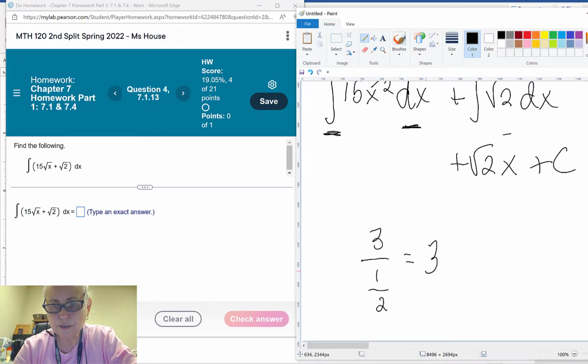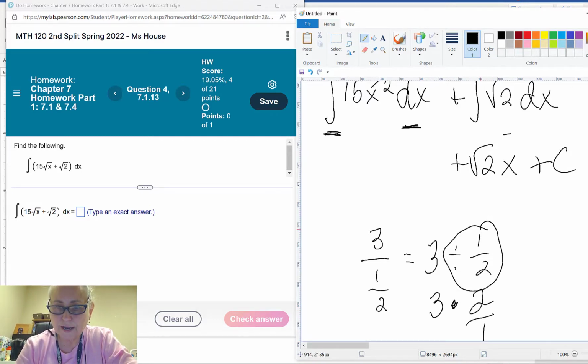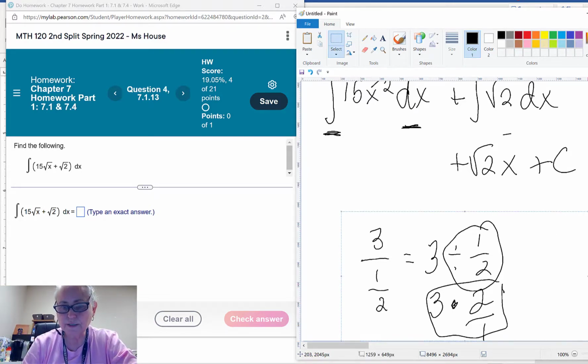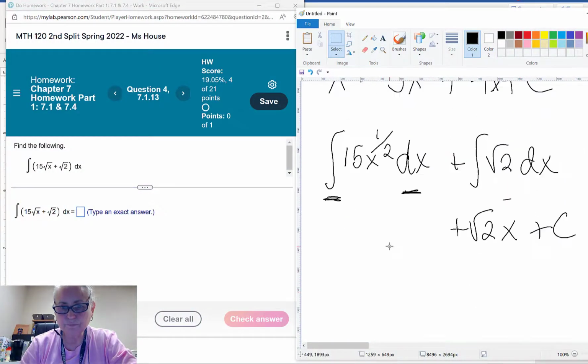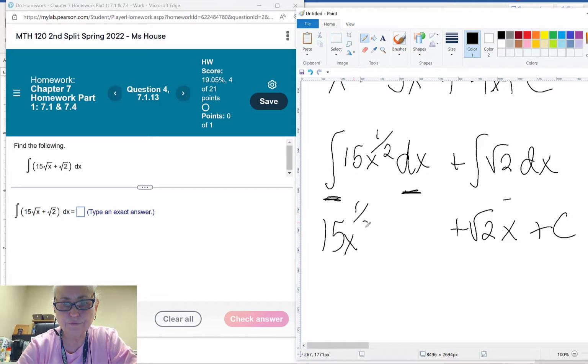That's 3 with this symbol divided by 1/2. And if you remember, you have to change this and flip this. So anytime you're dividing by 1/2, you're really multiplying by 2. Okay? So I've got 15 x 1/2 plus 1 divided by 1/2 plus 1.